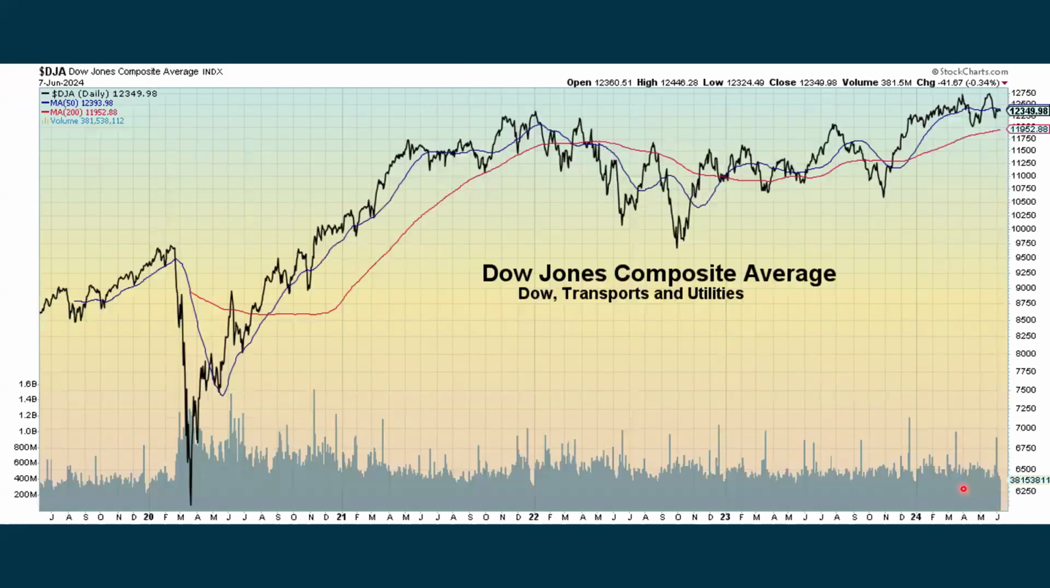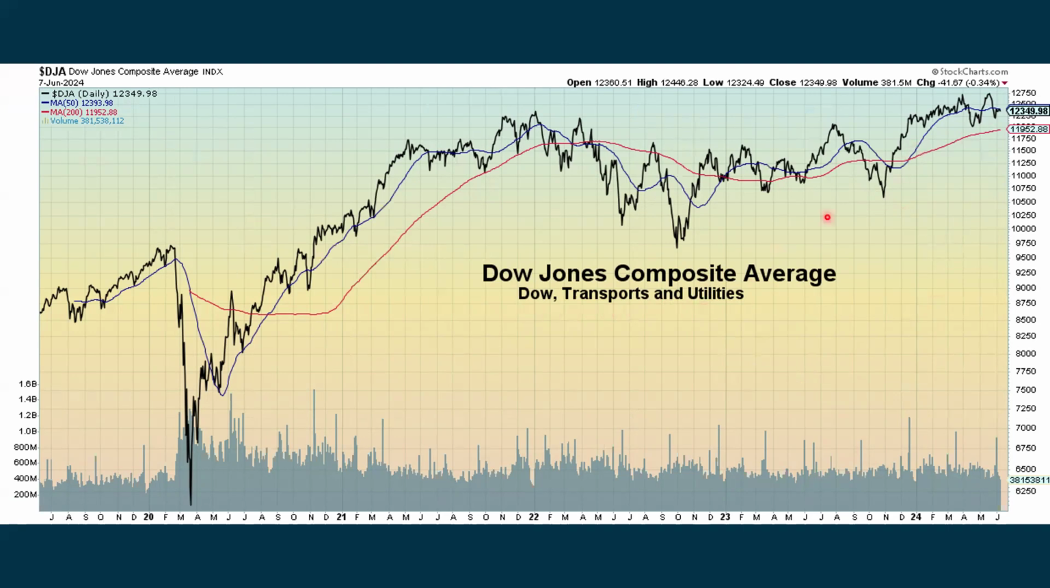We're breaking down. This is the Dow Jones Composite Average. We take the Dow, the transports, and the utilities. A lot of this strength in the uptrend that we've been seeing is earlier on, the Dow was doing well. Now it's lagging, but it's the utilities that have really been holding up quite well. The transports have been just chopping sideways in 2024.